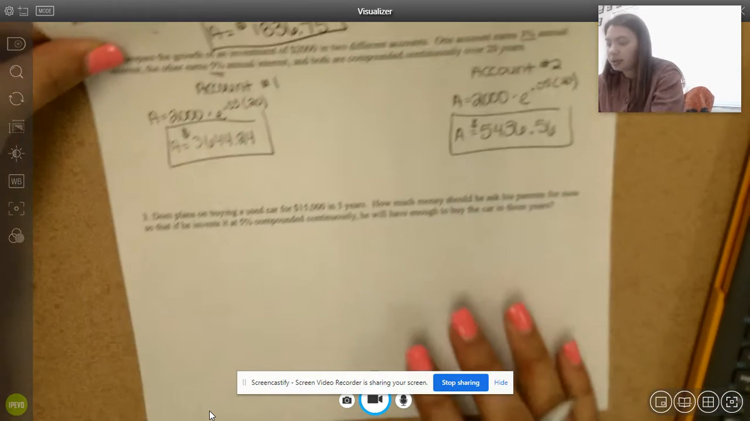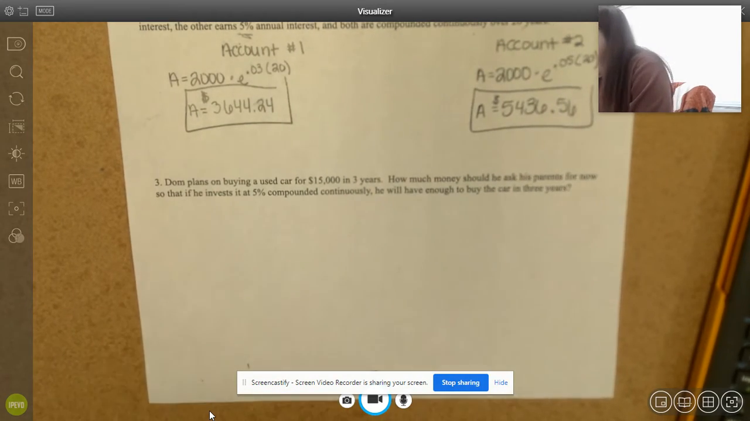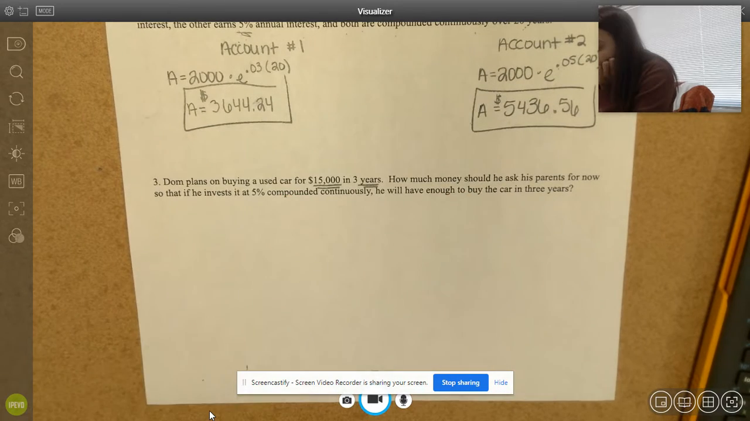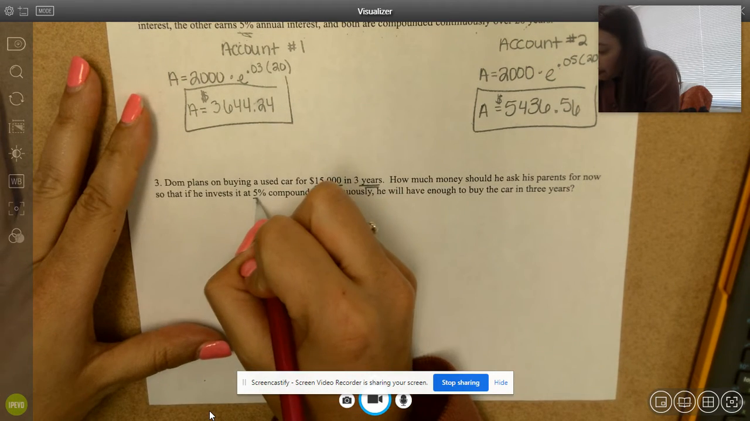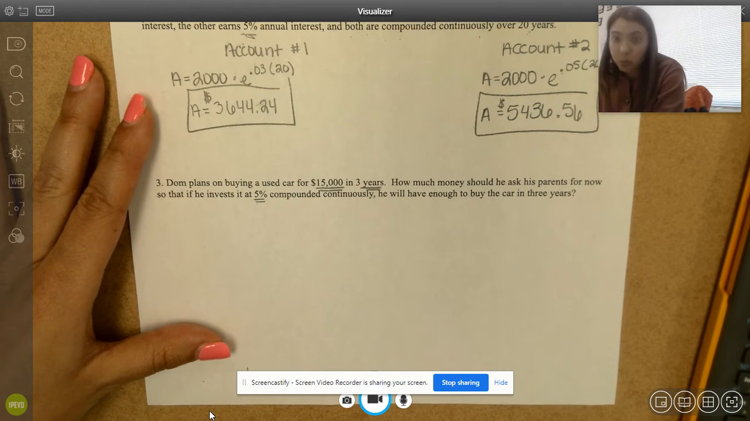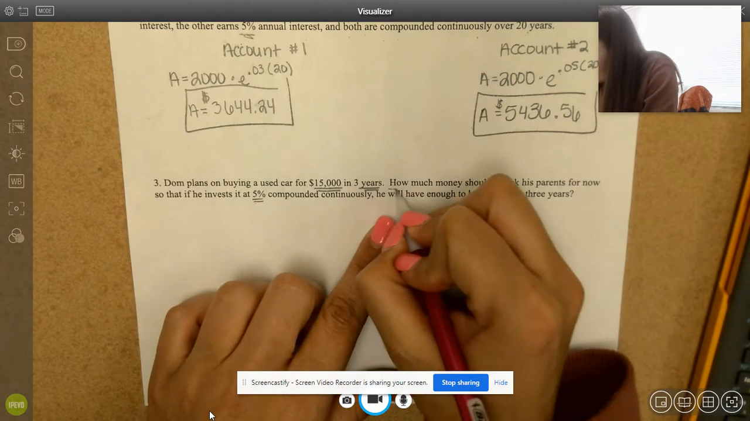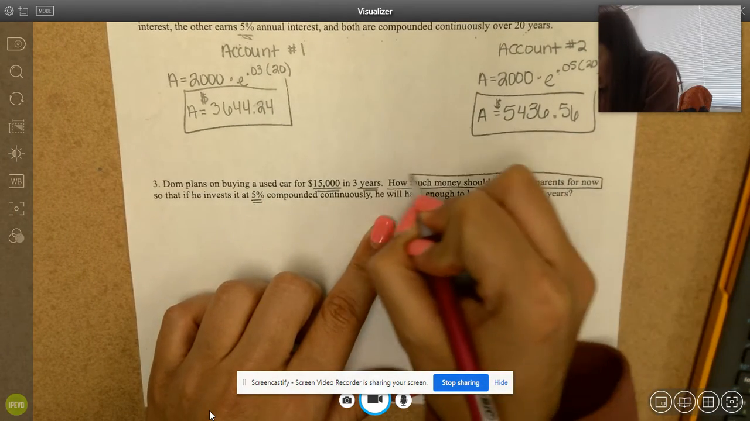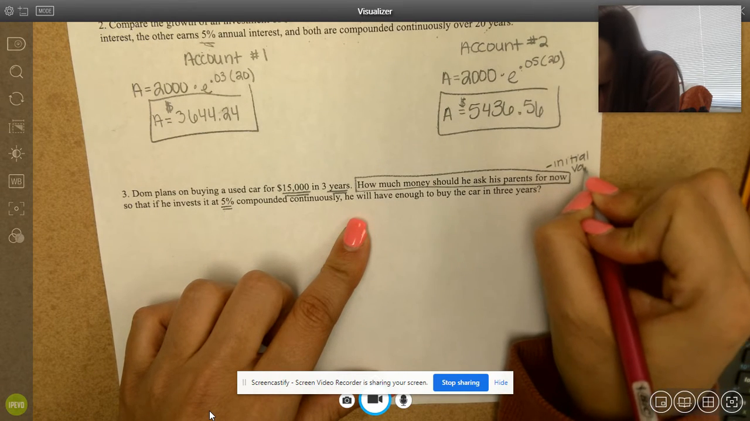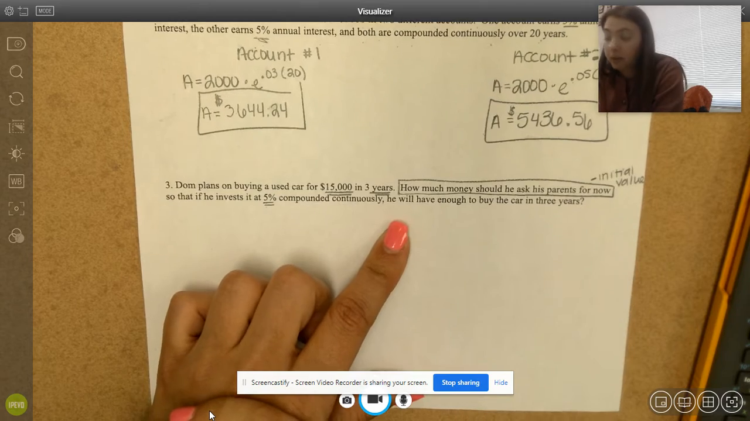And then example problem number 3. Don plans on buying a used car for $15,000 in 3 years. How much money should he ask his parents for now so that if he invests at 5% compounded continuously, he will have enough money to buy the car in 3 years? So we are actually working backwards here. By asking how much money he should ask for from his parents now, that is the initial value, right? So we need to definitely work backwards here.